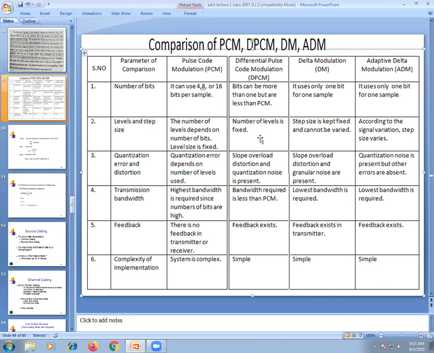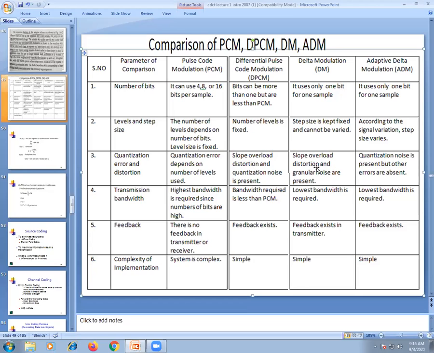In the DPCM, slope overload distortion and quantization noise are present. Here in differential PCM, slope overload error is also there, and the distortions are quantization noise. Quantization noise is less in PCM and more in DPCM than PCM, because the quantization levels are less. That's why quantization error is more. Like the delta modulation, slope overload distortion and granular noise are present.